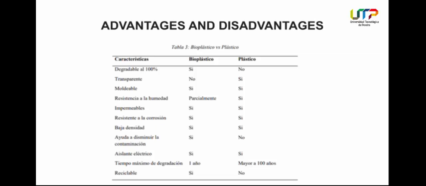Advantages and disadvantages. Factors. Degradable to 100%: bioplastic, yes; plastic, no. Transparent: bioplastic, no; plastic, yes. Moldable: bioplastic, yes; plastic, yes. Resistant to humidity: bioplastic, partially; plastic, yes. Reinforced: bioplastic, yes; plastic, yes. Corrosion resistant: bioplastic, yes; plastic, yes. Low density.